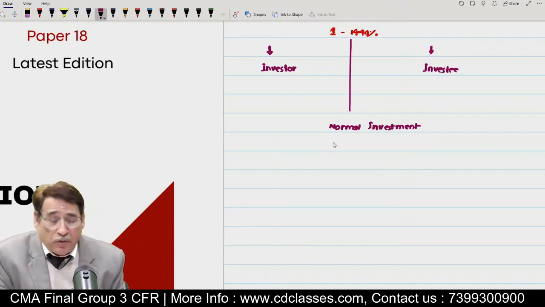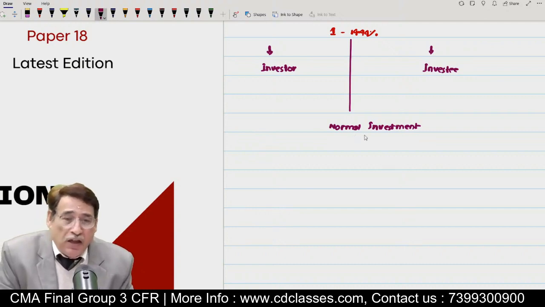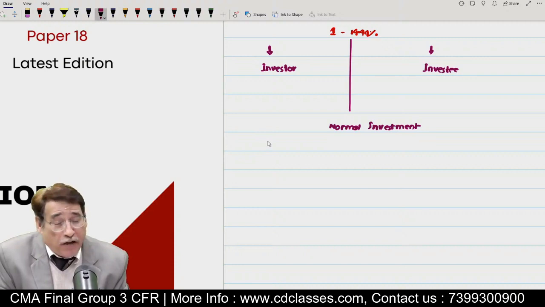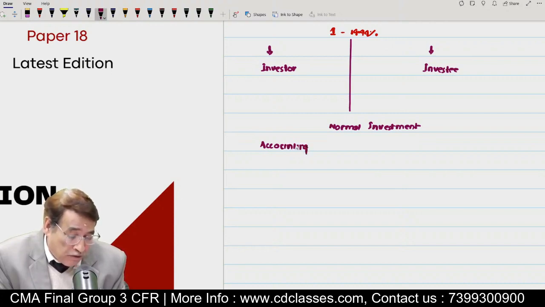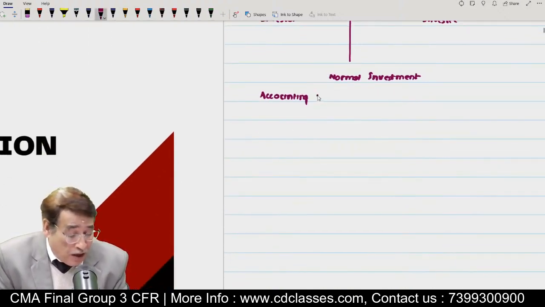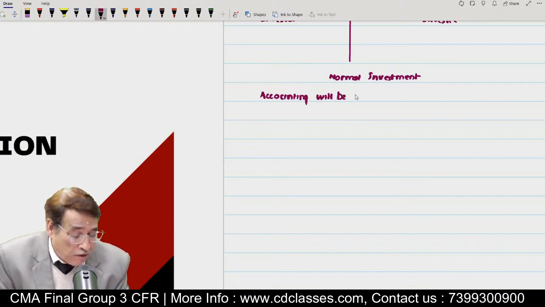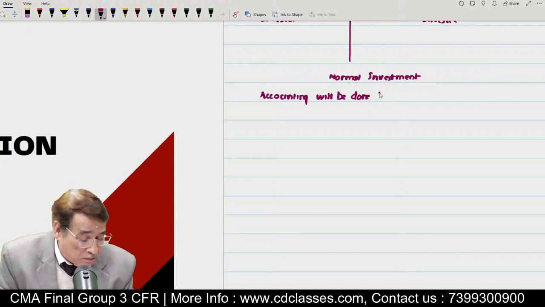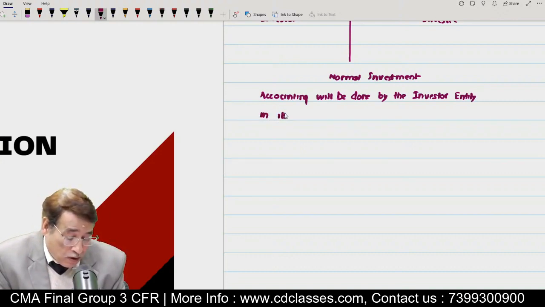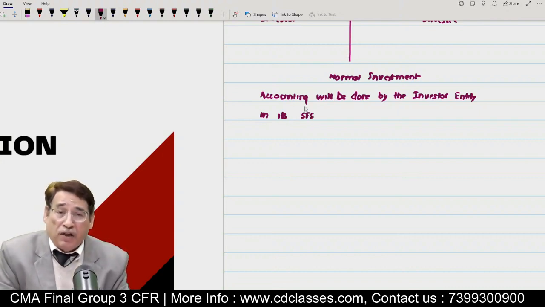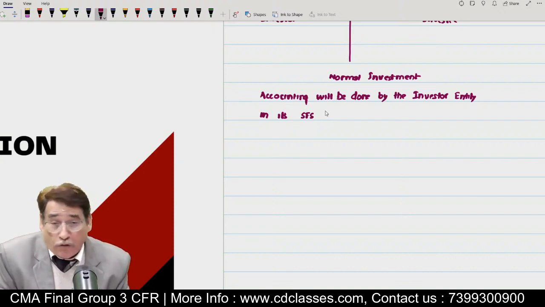In this case, as a professional student, you need to understand that the investor will account for the investment which it has made in the other entity in its separate financial statements only. Accounting will be done by the investor entity, because the investor has invested in the other entity. The investor entity is E1. It will do the accounting in its separate financial statements as per Ind AS 109.